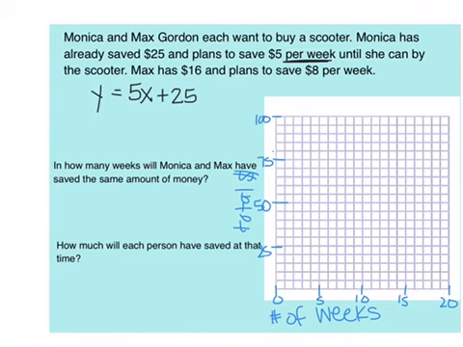I'm going to write one for Max. Max has $16, and he plans to save $8 per week. Again, that "per week" tells me I need that variable.